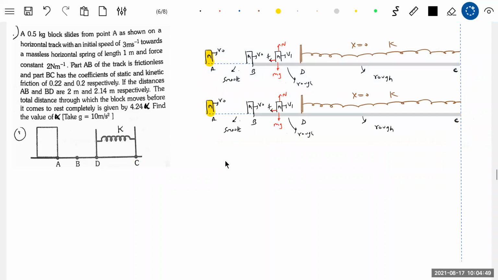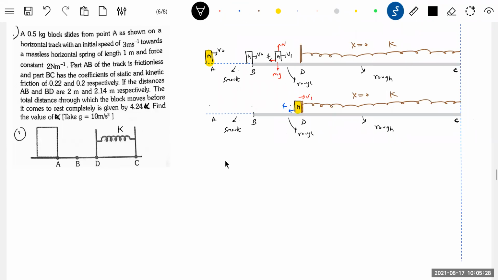So what is the state of the block? I'll remove all this. So where is the block now? The block has reached one end of the spring. It will have some velocity, so we will call it v1. What are the other forces acting? The friction will be acting and the spring is still relaxed here. We have to calculate this v1. How to calculate that v1?